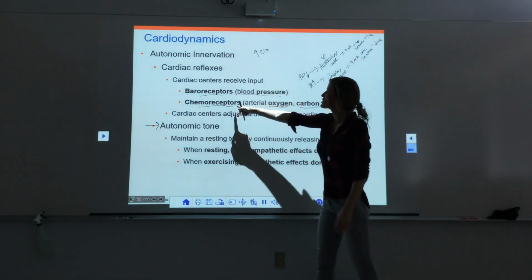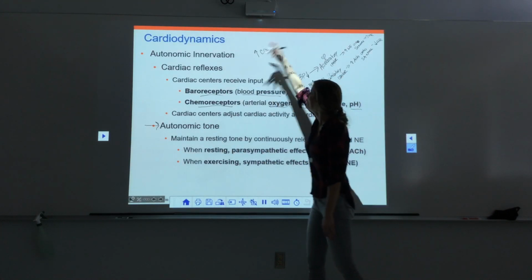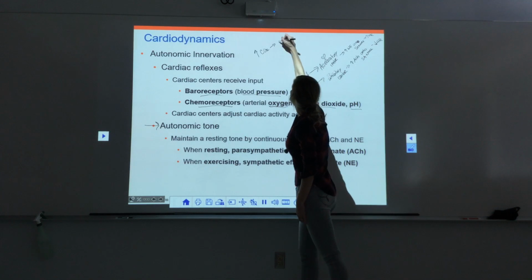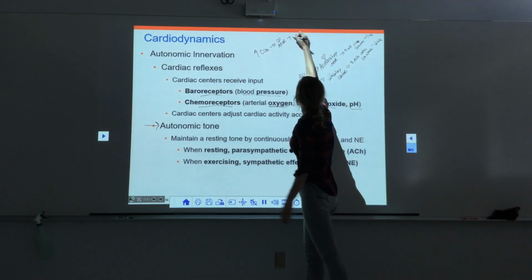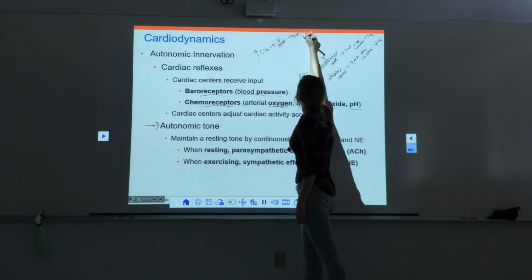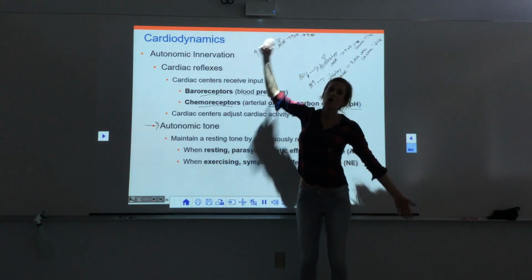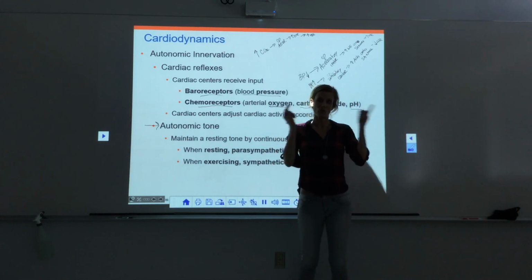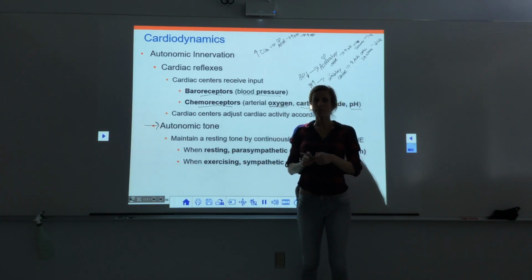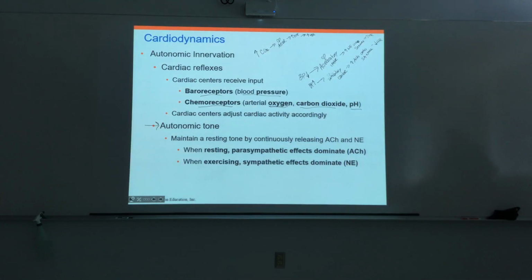So if our chemoreceptors sense that we have too much CO2, then they're going to send a signal to the cardio-acceleratory center. What does that release? That releases norepinephrine onto the SA node. And what does that do to heart rate? Increases heart rate to increase cardiac output to get that blood moving so that we can get rid of the waste. Is that okay? Those reflexes? In theory? Okay.